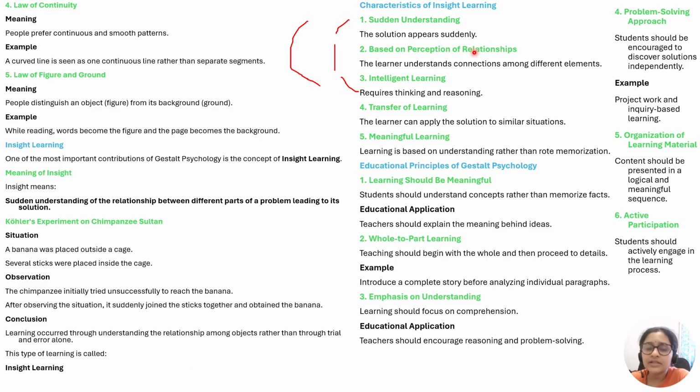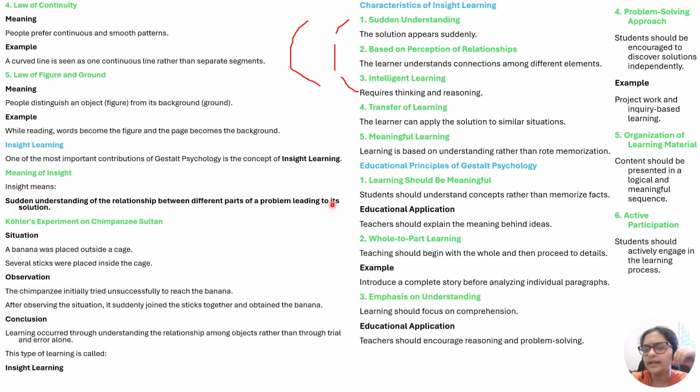What are the characteristics of insight learning? Sudden understanding. The solution appears suddenly. When you take the case of this chimpanzee, what has it done? Suddenly it got the idea. It did not have any previous knowledge that it should hold the sticks like this and pull the banana inside.